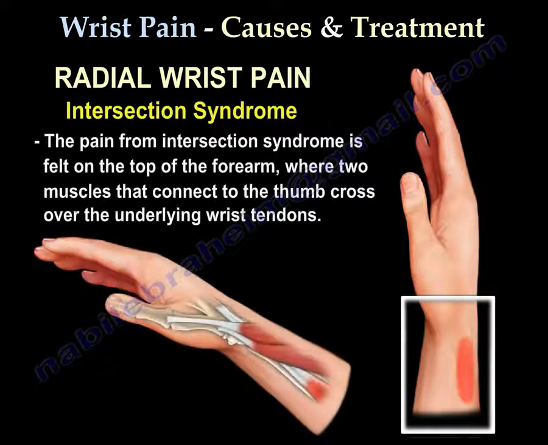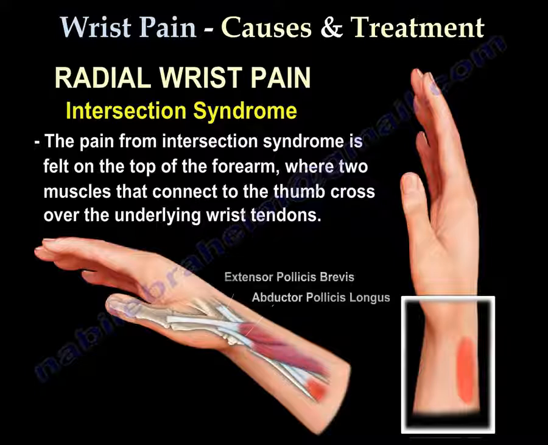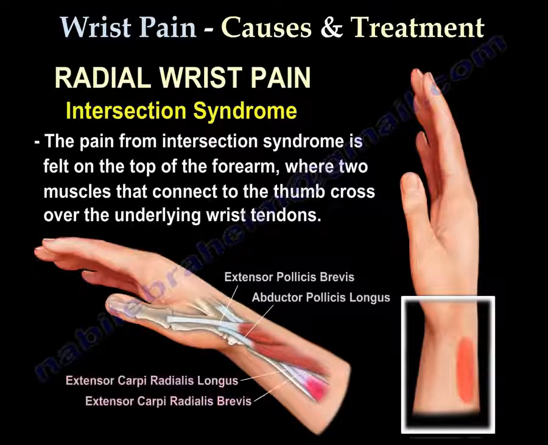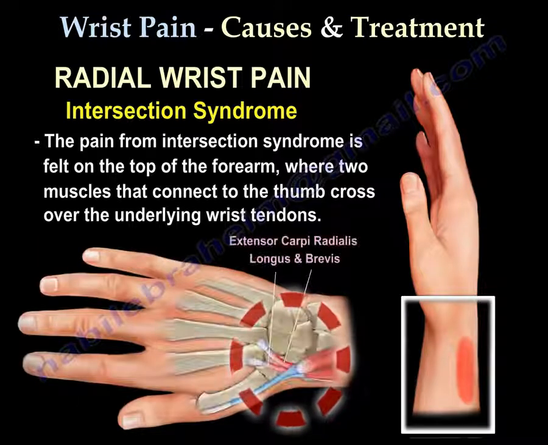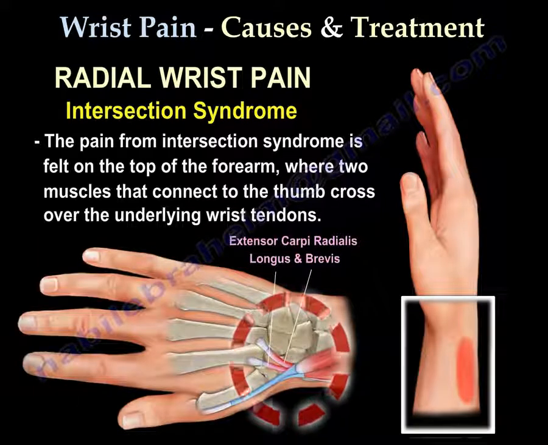Intersection syndrome is not a very well-known syndrome, but the pain is felt on the top of the forearm where the two muscles that connect to the thumb cross over the underlying wrist tendons. These are the two muscles of the thumb, the extensor pollicis brevis and abductor pollicis longus, and they cross over the tendons of the wrist, which are the extensor carpi radialis longus and brevis.